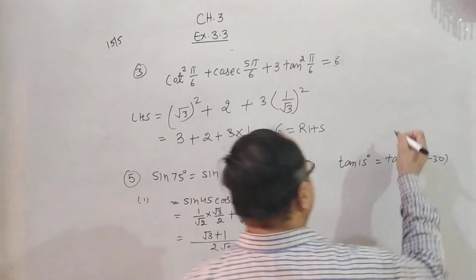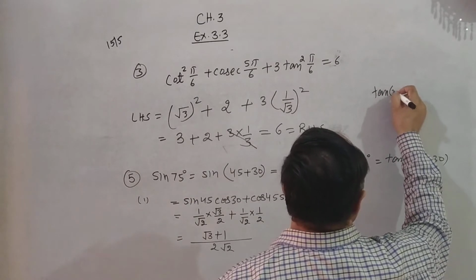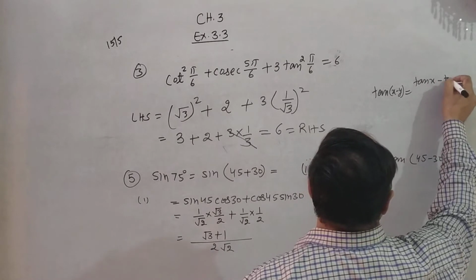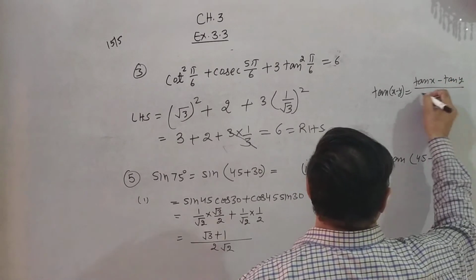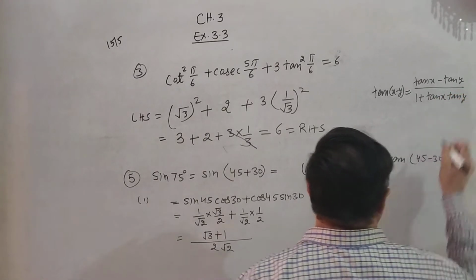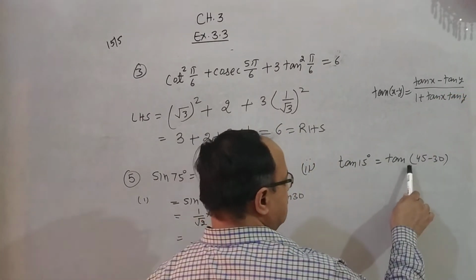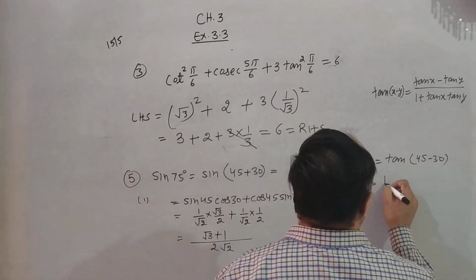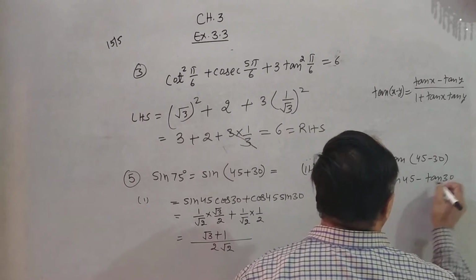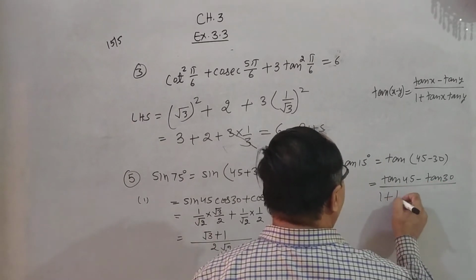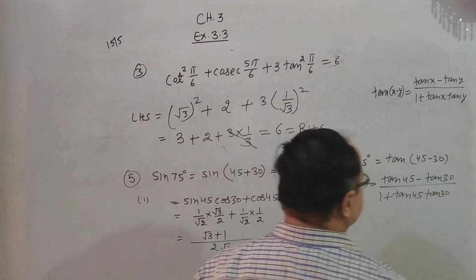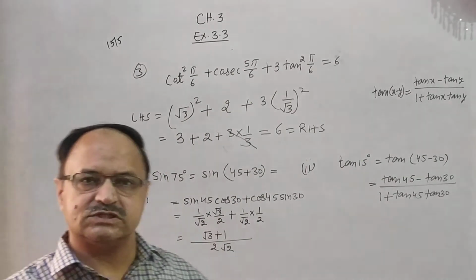Now you can apply this formula here. You can apply the formula tan(x minus y), that is tan x minus tan y upon 1 plus tan x tan y. Apply this formula to solve this question. You know very well, tan 45 minus tan 30 upon 1 plus tan 45 tan 30. Right? Now just put the values and simplify.